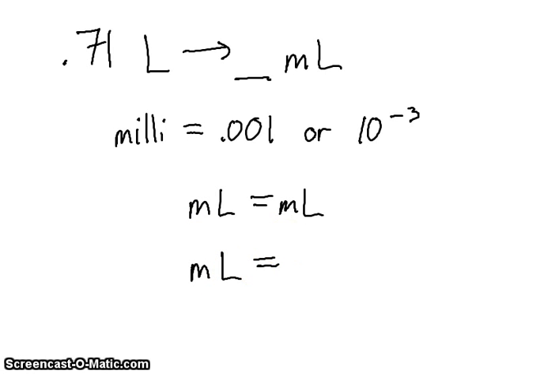But on the second side, we're going to take the milli portion, the m, and replace it with the value that is equal to it. We know that milli is equal to 0.001, and so we can replace the milli part with 0.001, leaving the liter part untouched. What this tells us is that milliliter is equal to 0.001 liters, or another way to put this is that 1 milliliter is equal to 0.001 liters.